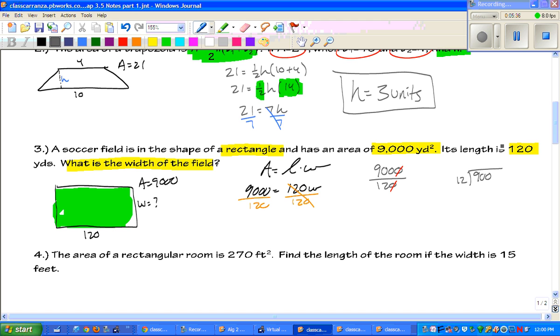And this is where you're going to need your multiplication charts, okay? 12 does not go into 9, but 12 goes into 90 7 times, and that gives us 84, okay? Subtract, we get 6. Bring down the 0, 12 goes into 60 5 times, and we're done. So the width of the soccer field is 75, and they told us what the units were, okay? So 75 yards.